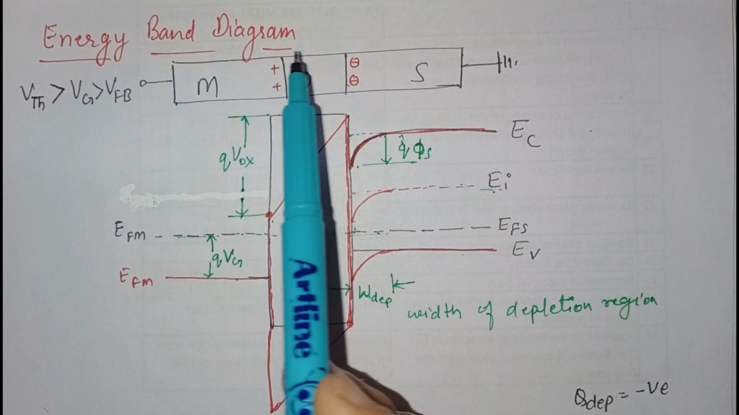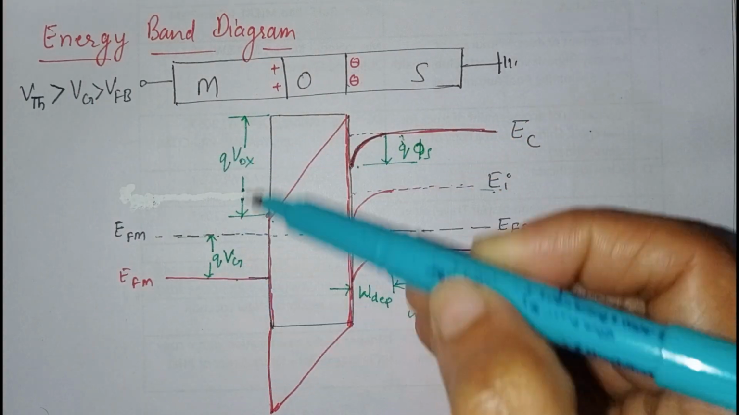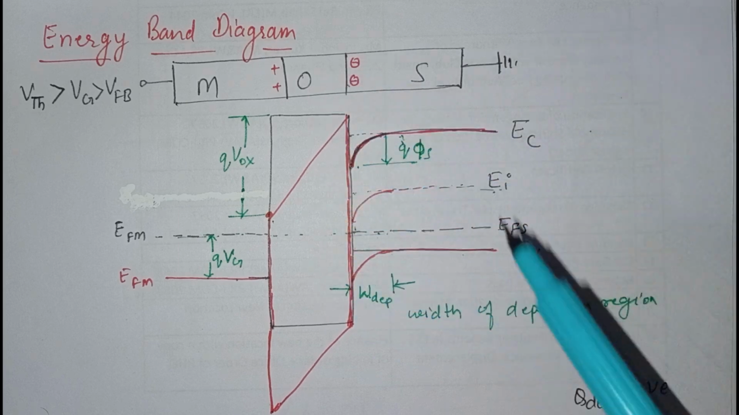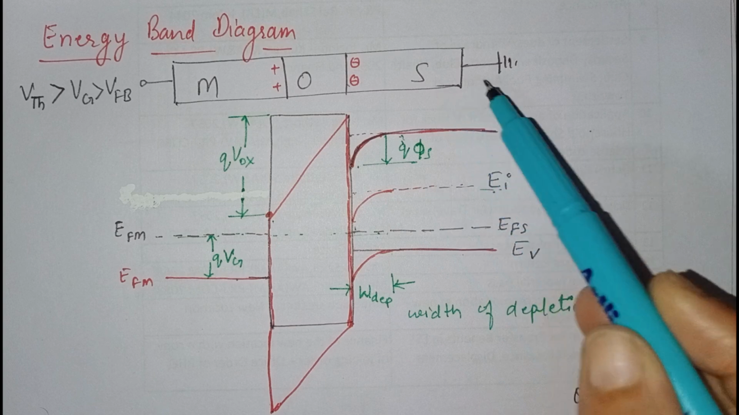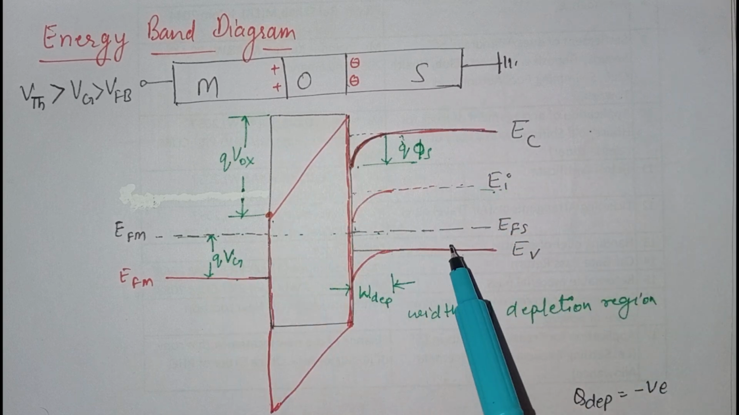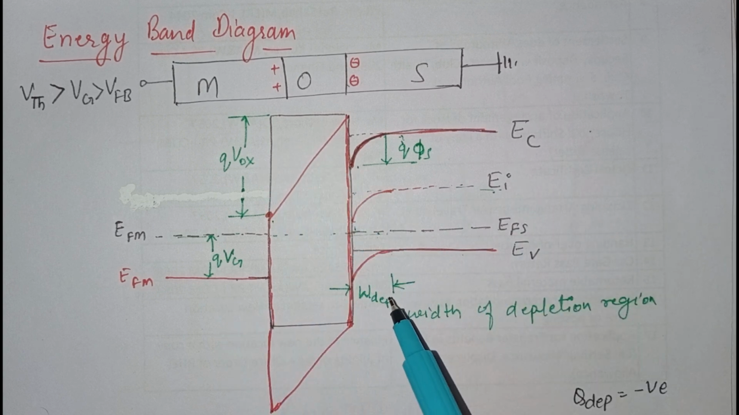Now we'll see the energy band diagram of the depletion mode. This side shows the band diagram of the metal side, this shows the band diagram of the oxide, and this shows the band diagram of the substrate side. The band diagram in black shows the flat band diagram, and from this flat band diagram we will derive the band diagram for depletion mode.